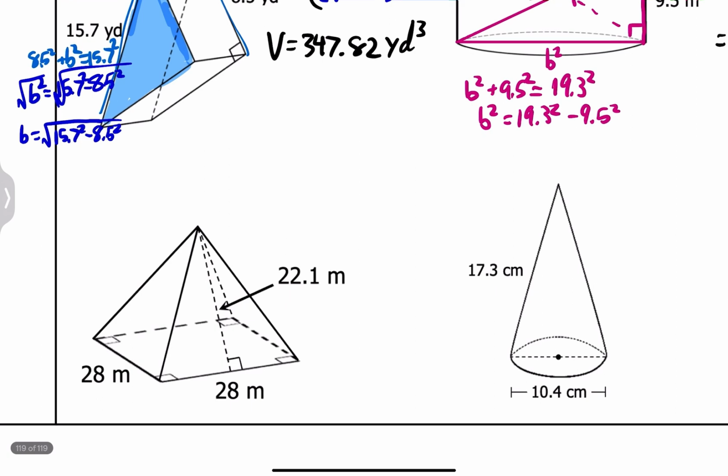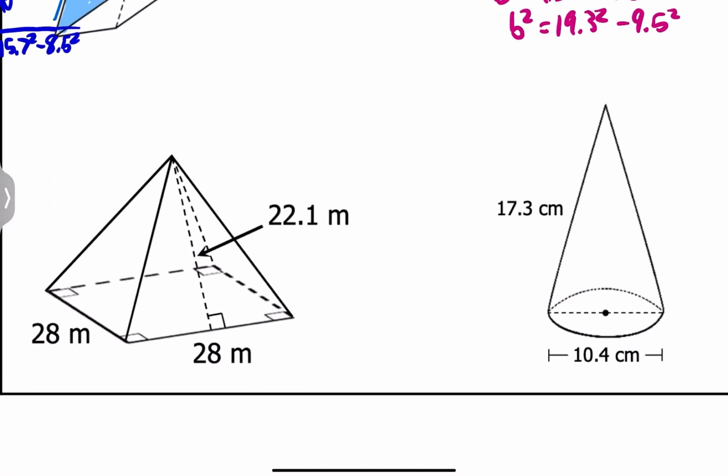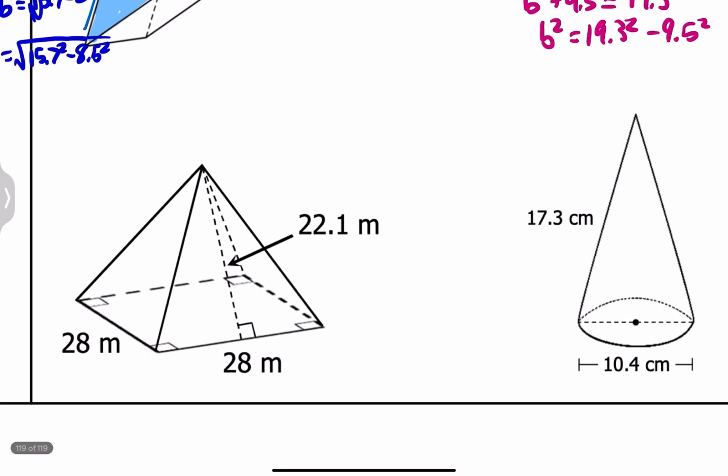So let's take a look at our pyramid. So, pyramid problem, we're finding volume. So volume is equal to 1/3 area of the base times the height. Base is going to be pretty easy to see, which is this square on the bottom.